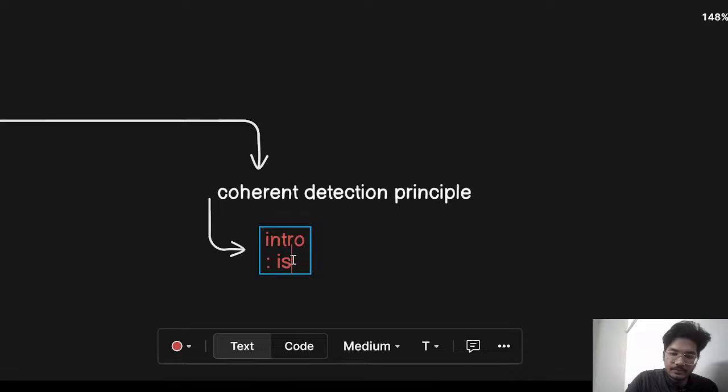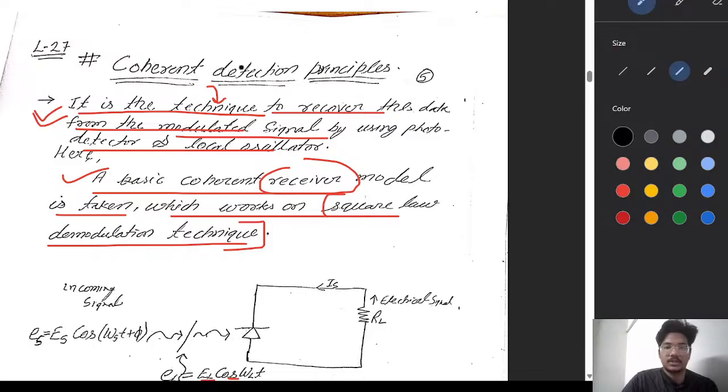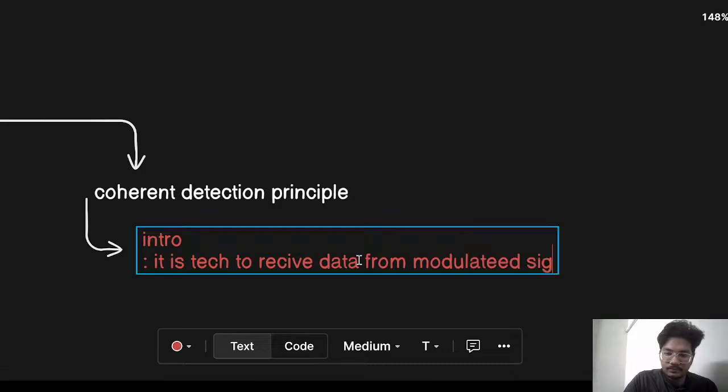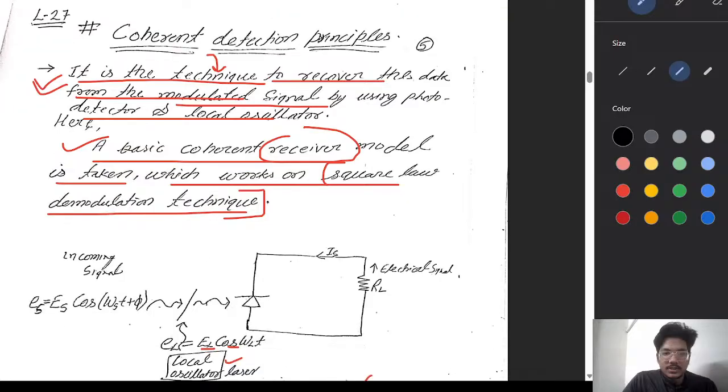So it is the technique to receive the data from the modulator signal. Okay. So the intro covers the basic coherent receiver model.